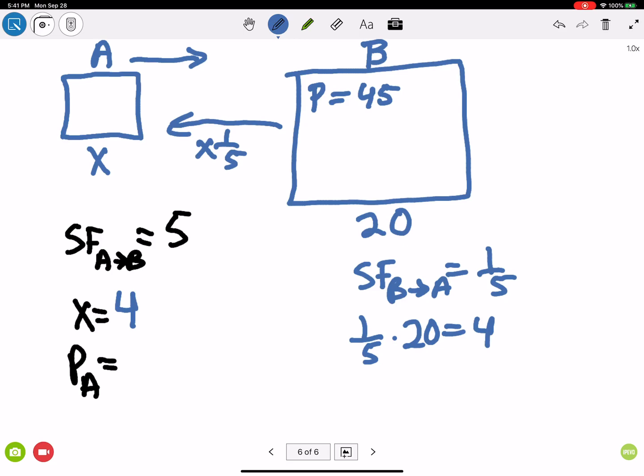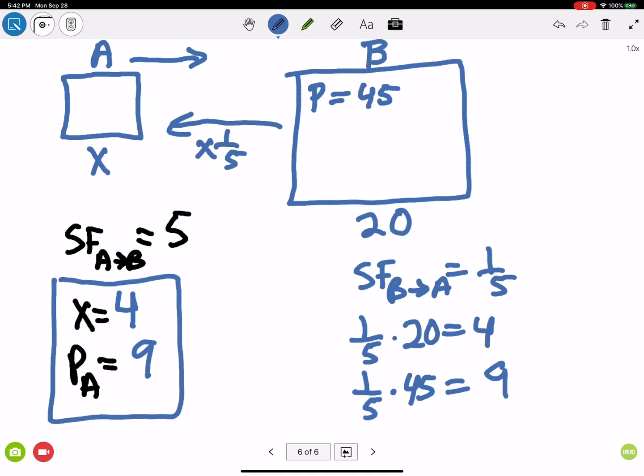And if I want to find the other perimeter, then I do the same thing, because the scale factor of my sides is the same thing as the scale factor of my perimeter. And I get 1/5 of 45, and that gives me 9. And there you have it. We have our answers. It's exactly what we were looking for.